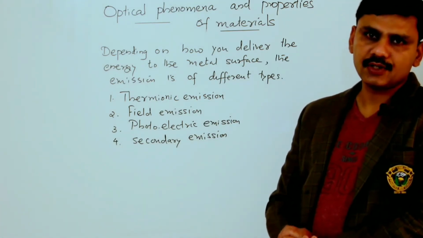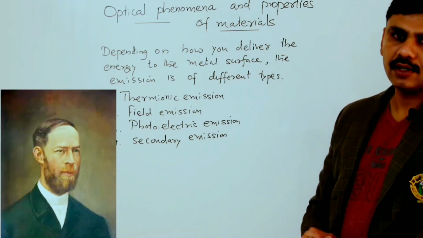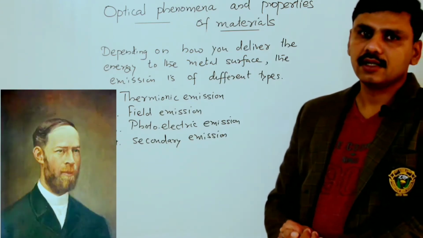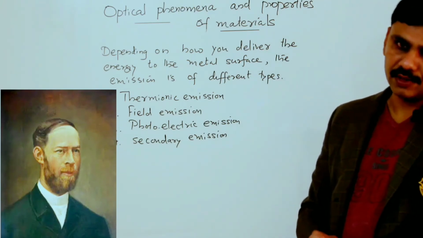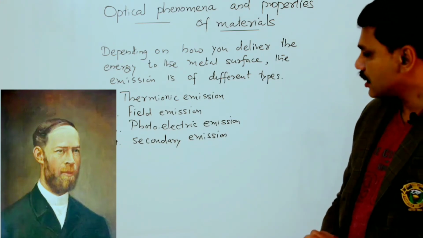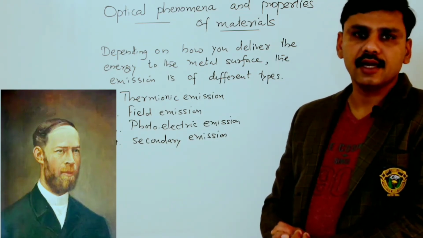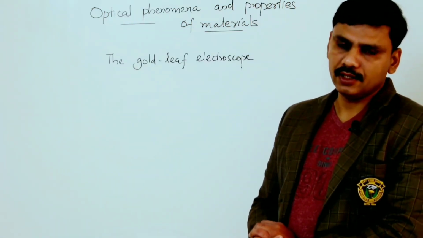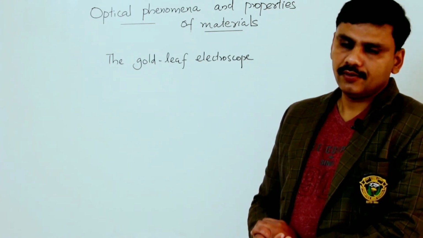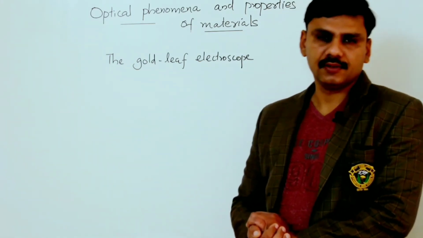Photoelectric emission was first observed by Heinrich Hertz. He is a German scientist, physicist. Heinrich Hertz in 1887. Photoelectric effect was first observed by a German physicist in 1887. Before going into the photoelectric effect in detail, we are discussing an experiment related to the photoelectric effect.